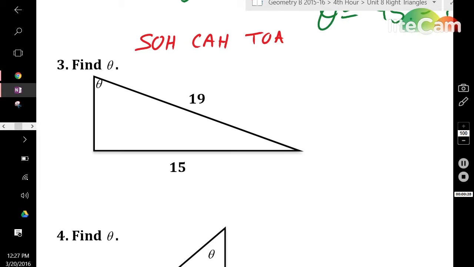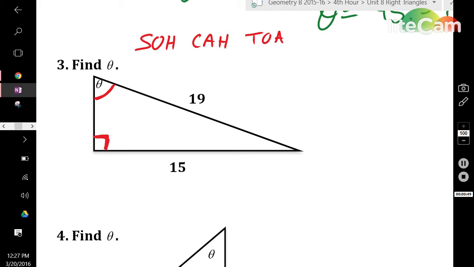I forgot to say sine is opposite over hypotenuse. First letter goes on the numerator, the second letter goes in the denominator. Look at number 3 where it says find theta. Theta is a Greek letter for angles, just like x for equations. Find theta. So we need to find that angle. The right angle is right here.